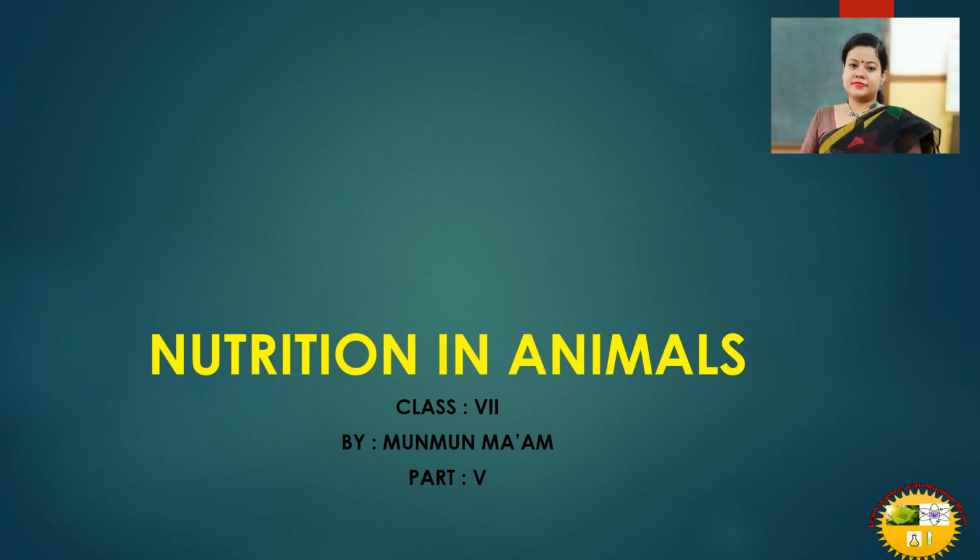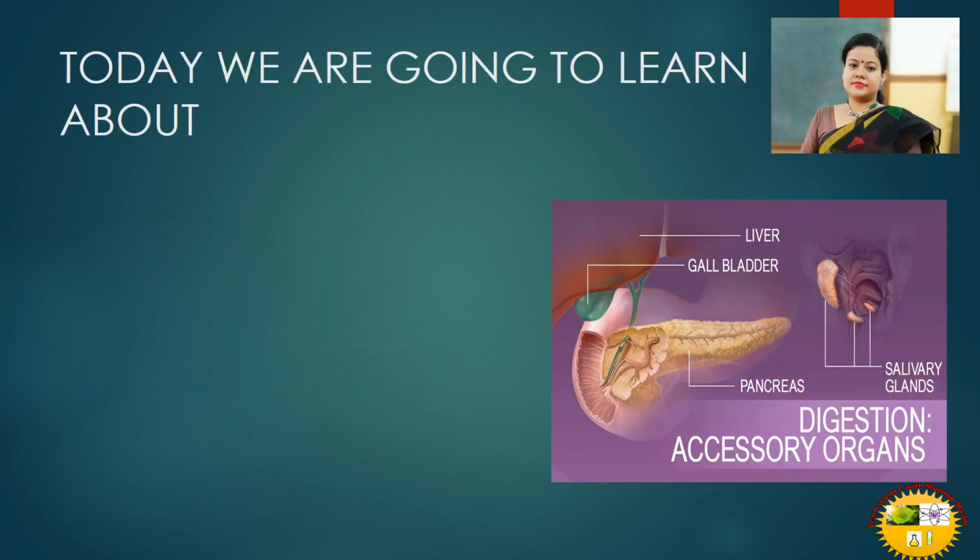Today we are going to continue with the chapter Nutrition in Animals. In our previous chapters we have discussed the structure and function of the alimentary canal of the human digestive system. Today we are going to learn about digestive glands. What are the three main digestive glands present in the human digestive system? Salivary gland, liver and pancreas. So today we are going to learn about these digestive glands. So let's get going.